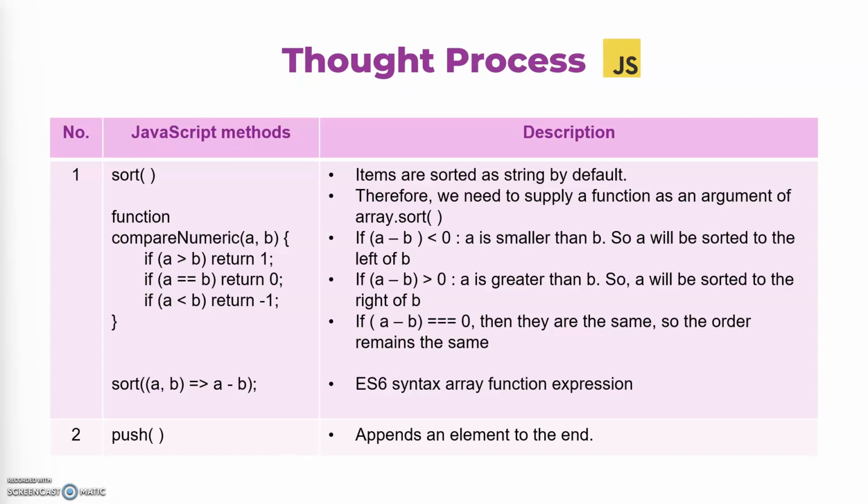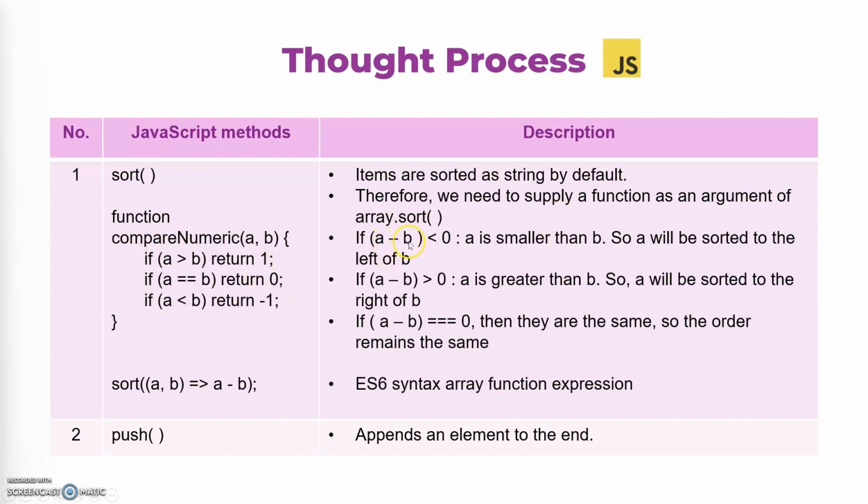So before I dive into the JavaScript solution, first I want to briefly go through these two methods which we are going to use in the solution. In JavaScript sort, items are sorted as strings by default. So to sort numerical element values, we need to pass a function as an argument of array.sort. So this is how JavaScript array.sort works for numbers.